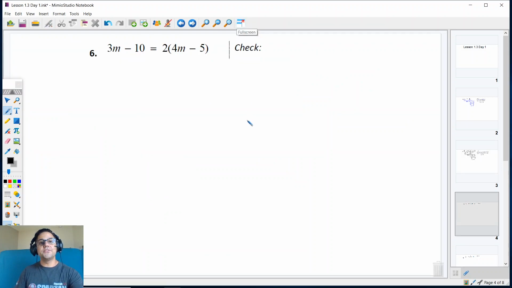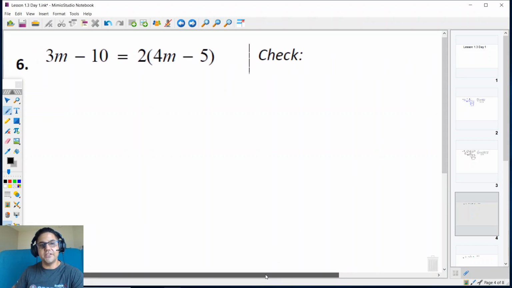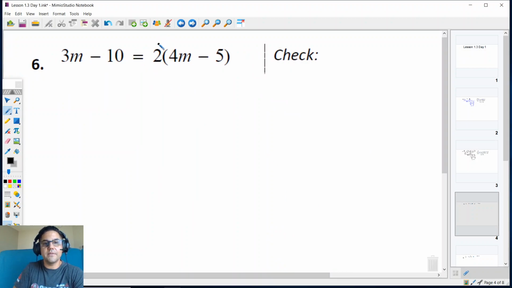All right, on this one, if you notice, the left side, I don't have to combine any like terms. Makes it a little bit easier. The right side, I just need to use my distributive property, so let's do that. I've got an 8m and a subtract 10. Why did I put x? Because x is awesome. There we go.